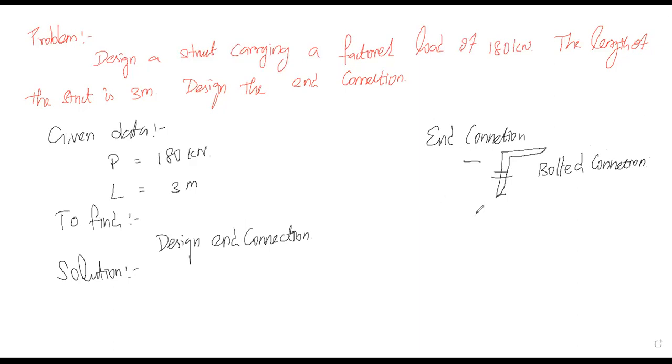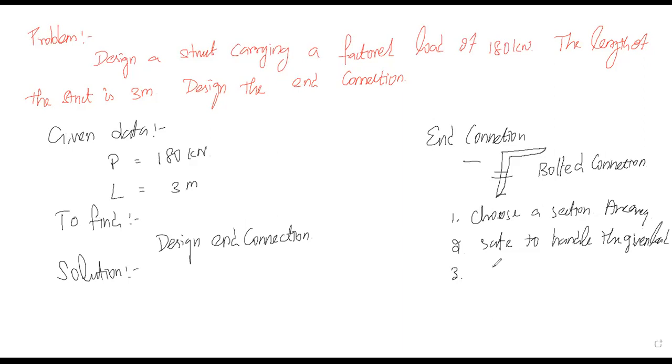Now what are the things we have to do? First of all, we have to choose a section based on area requirement. Then check whether the section is safe to handle the given load. After that, we have to go for connection design. Connection design means here the bolted connection, so how many bolts are required, that we have to find out. These are the common steps. Let us move on to the solution part.